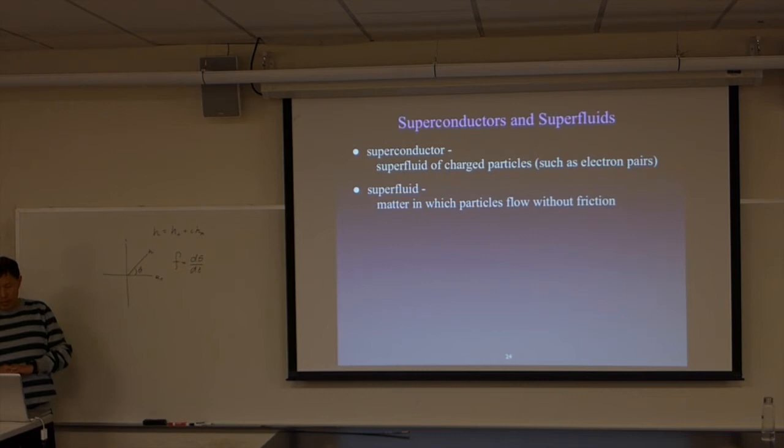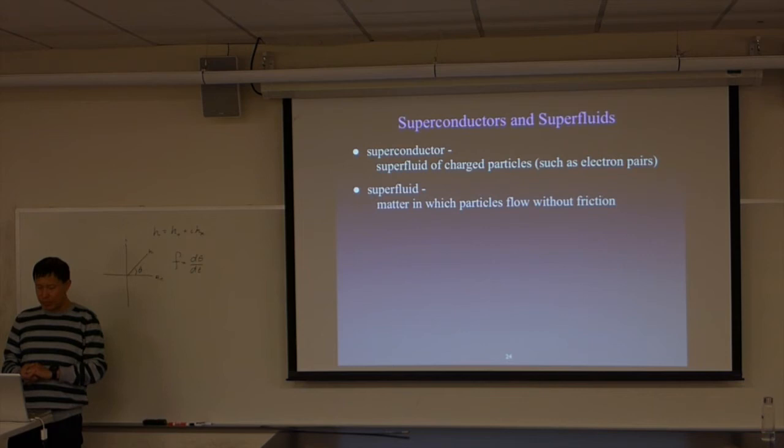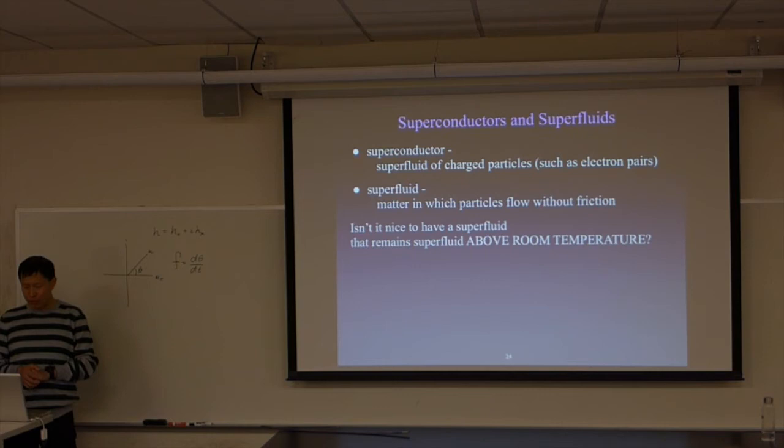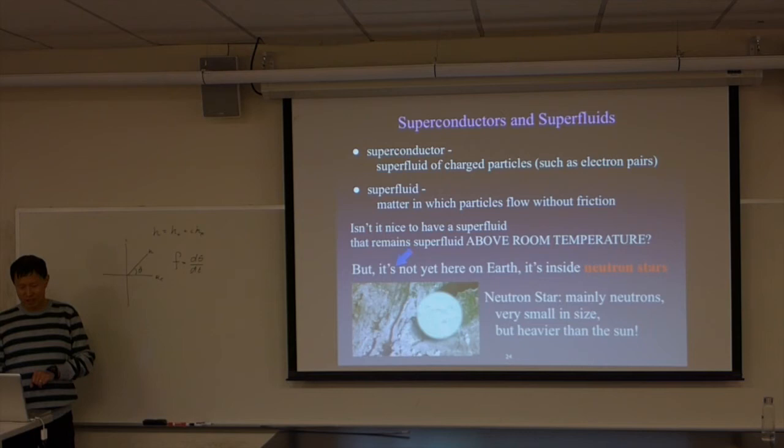Cold atoms may also be used to understand the relationship between superconductors and superfluids. A superconductor is just a superfluid of charged particles, such as electron pairs. And a superfluid is a matter in which particles flow without friction. It would be nice to have a superfluid that remains a superfluid above room temperature. But this is not yet done here on Earth, but it's realized in neutron stars in the universe.